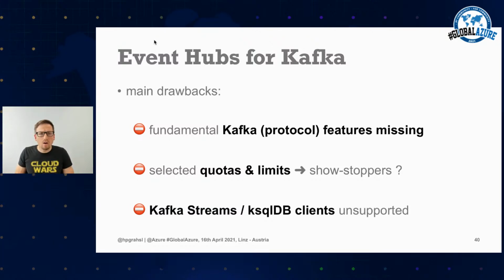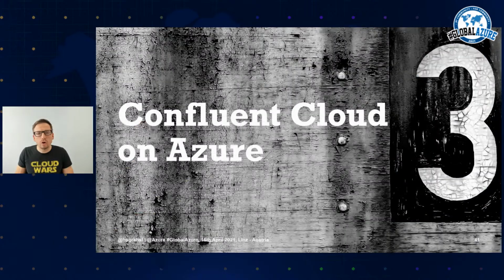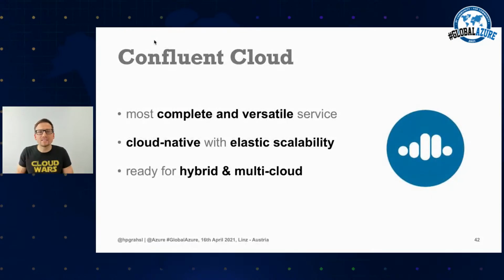With that, I want to switch to the third option, which is Confluent Cloud on Azure. And no worries, this is not a new, different kind of cloud computing offering. So it's not another hyperscaler. It's an offering built from the original creators of Kafka. And the company behind that is called Confluent. And their fully managed Kafka as a service offering is called Confluent Cloud.